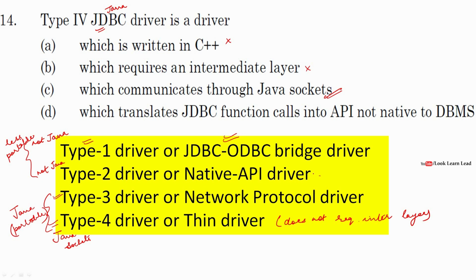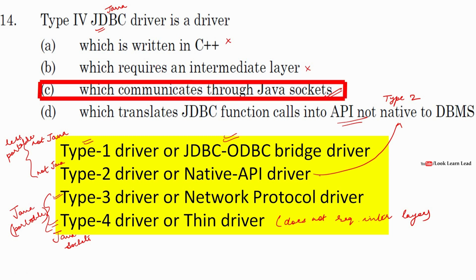Fourth, which translates JDBC function calls into API not native to DBMS, is the function of the type 2 driver. It is called the native API driver. So the answer is C: type 4 JDBC driver is a driver which communicates through Java sockets. You can go through the details about all the drivers. So this was the basic thing.